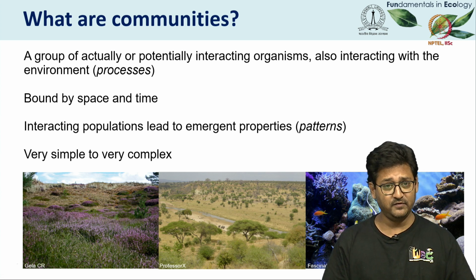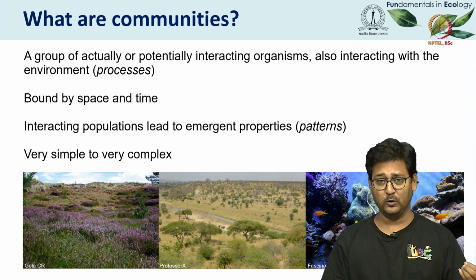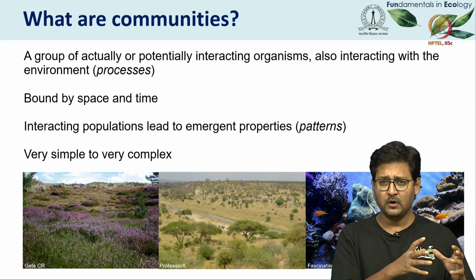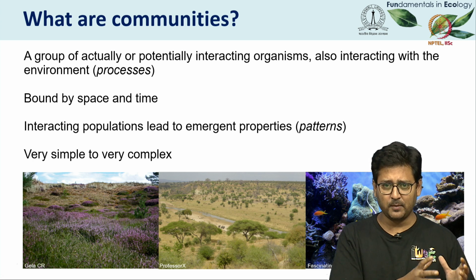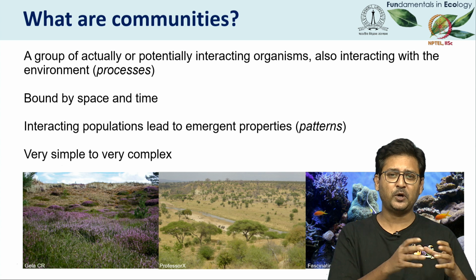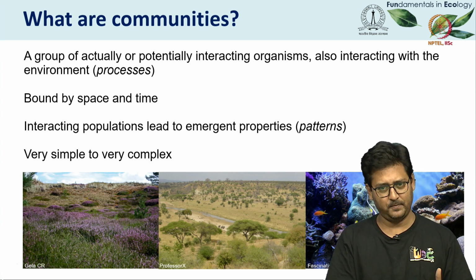Communities can vary from being very simple to being very, very complex. So, if you look at an alpine meadow, for example, you might have only 2 species of plants, a handful of species of pollinators, maybe 1 or 2 species that are grazing on these alpine meadows. So, you have a small number of species, and because you have a small number of species, the potential number of interactions between those species is also small, right?